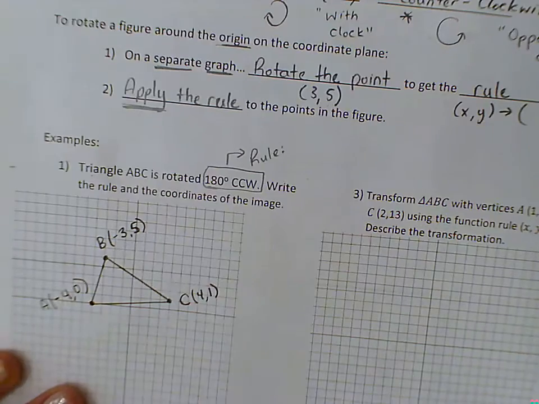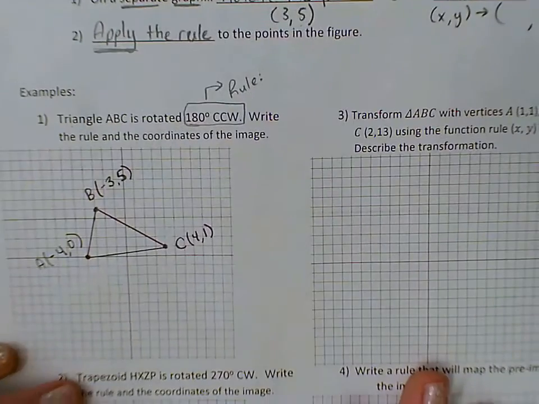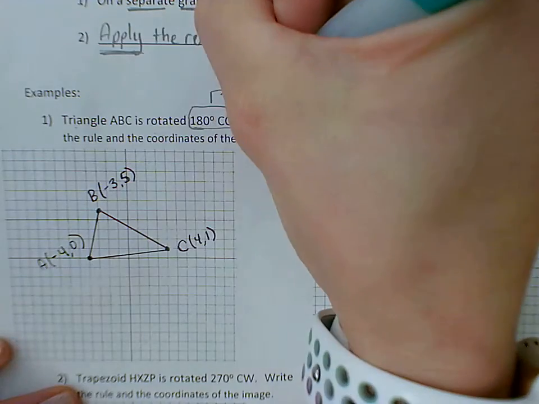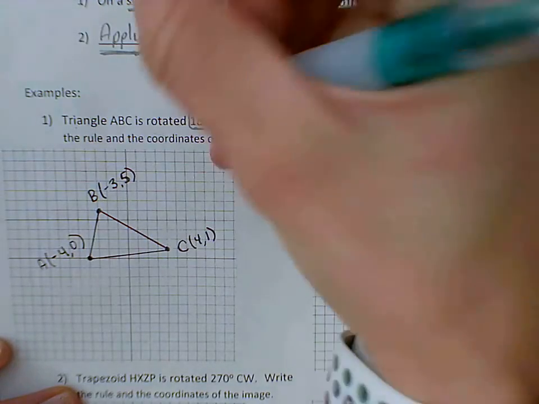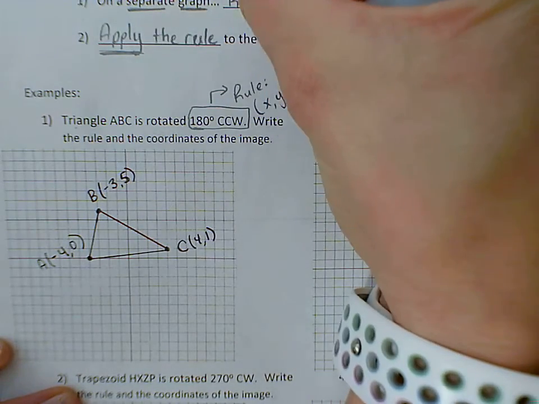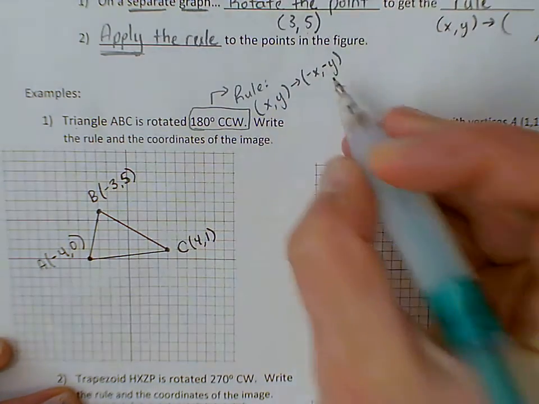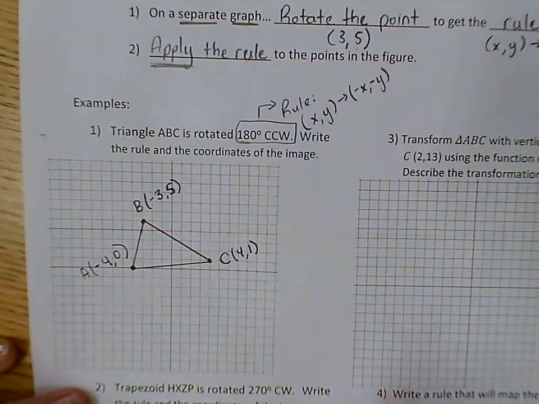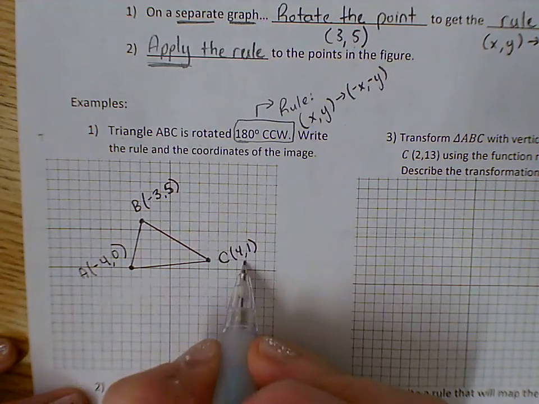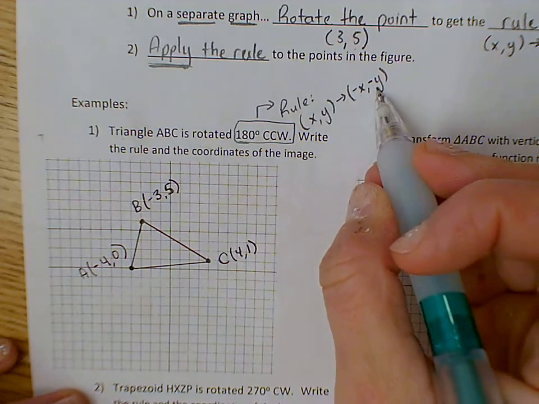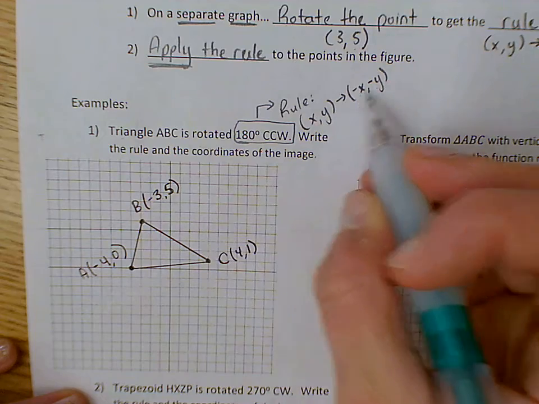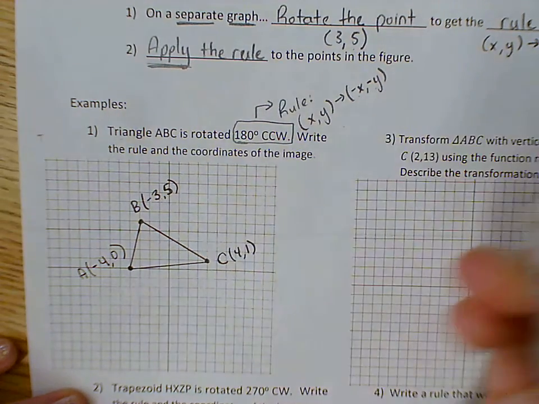So now that we have the rule, that actually makes this problem really easy. I know in general that anytime you rotate something 180 degrees counterclockwise, that's what's going to happen. So I'm going to take each of these coordinates and I'm going to do this with them. So all I have to do is change the sign of the x value and change the sign of the y value, and I'll have it.